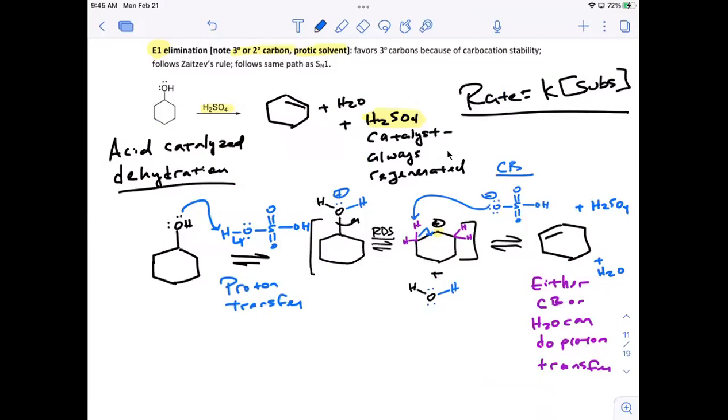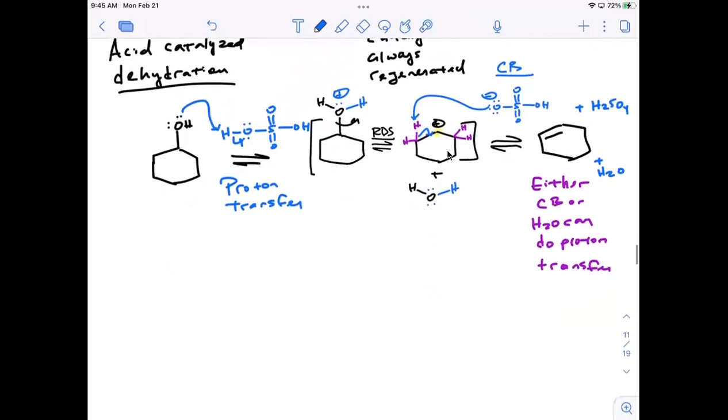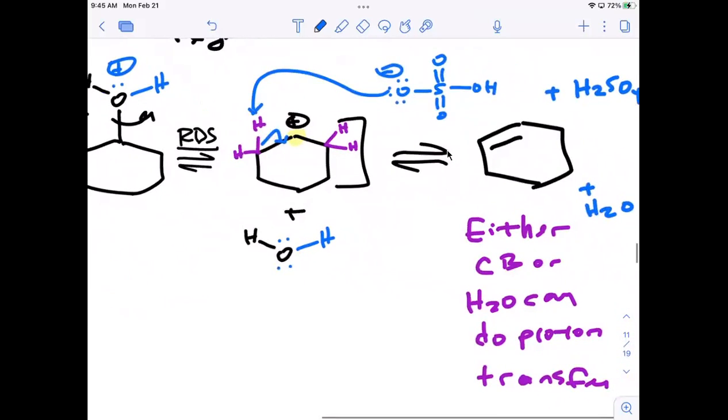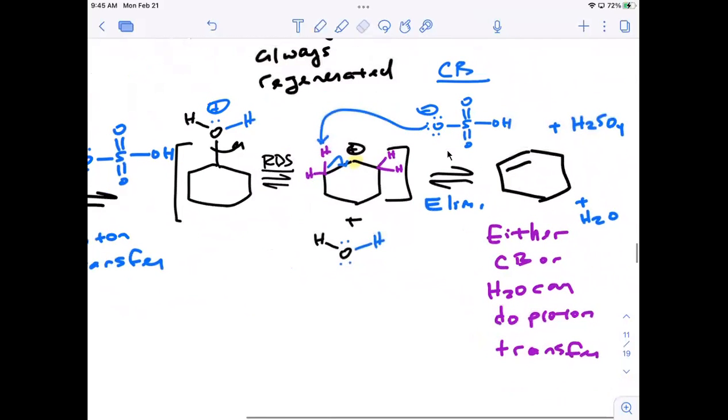All right. So for this particular elimination, how many steps are in that mechanism in total? Three. So proton transfer, loss of leaving group, and then this is the elimination step. Let me label that. 3. I agree with you.